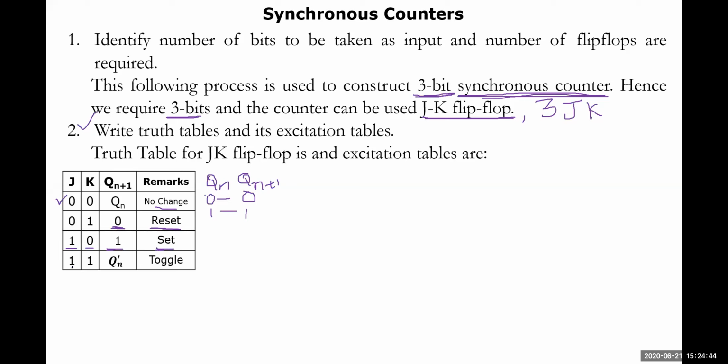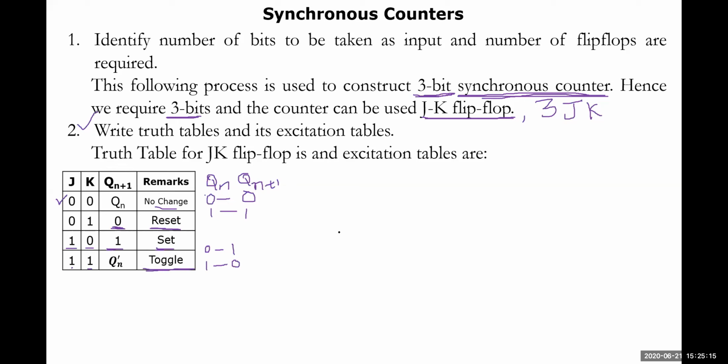And J equal to 1 and K equal to 1, whatever the input, whatever the previous state it might be, that state must be complemented. For example, if the previous state is 0, the next state must be 1. If the previous state is 1, the next state must be 0. That is why it generates the complementary form of the previous state, and it is called toggle form. Already we have seen everything in the previous classes. It is well known. Then what do you mean by excitation table?